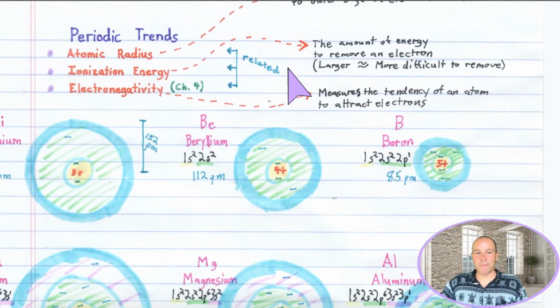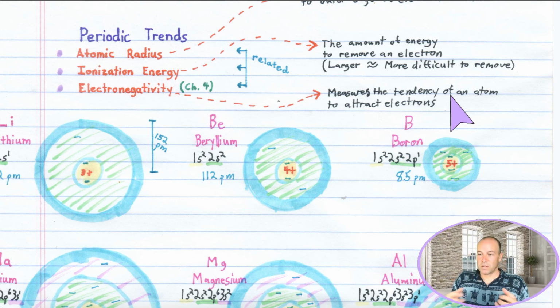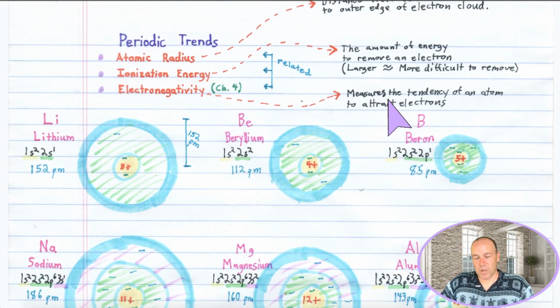Now, in the next chapter, actually in chapter 4, we will discuss a third related trend. It's very closely related. If you understand the atomic radius trend, then you understand the electronegativity trend. This is kind of opposite to the ionization energy. The electronegativity measures the tendency of an atom to attract electrons. So rather than losing an electron, what about gaining an electron? That's electronegativity, and we'll talk about that another time.